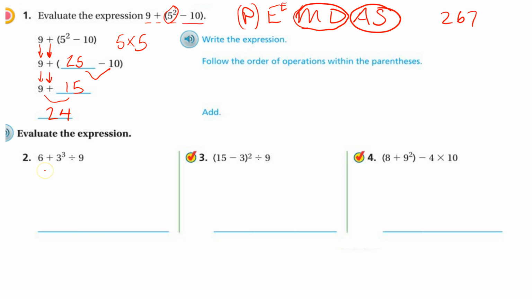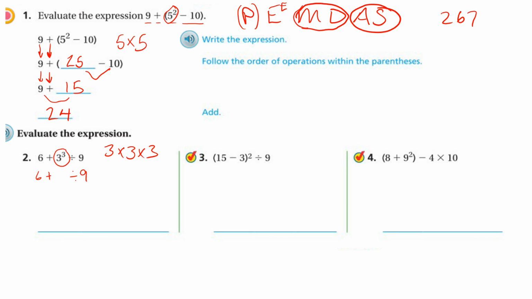Okay. And evaluate the expressions. So down here, we're still using PEMDAS. There's no parentheses, so I go to my next step, exponents. There is an exponent right here. I'm going to bring everything else down. And then this blank is going to be filled in with what I get for 3 times 3 times 3, because that's what 3 to the third means.